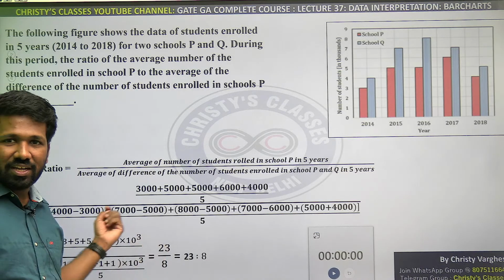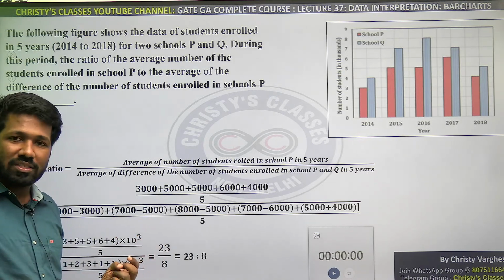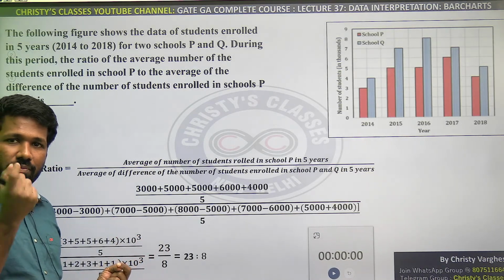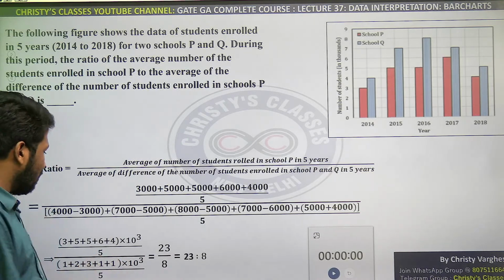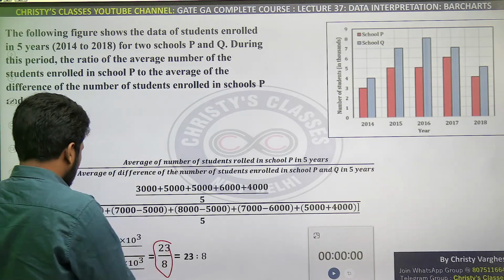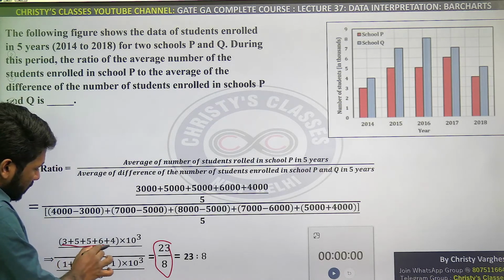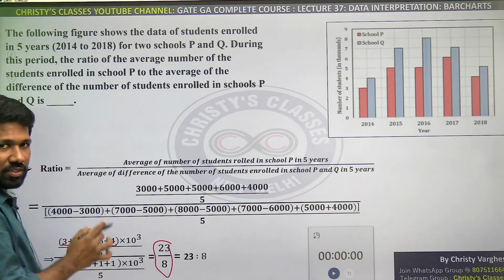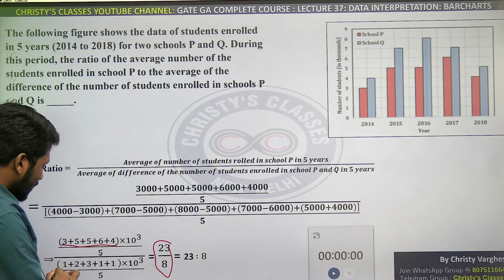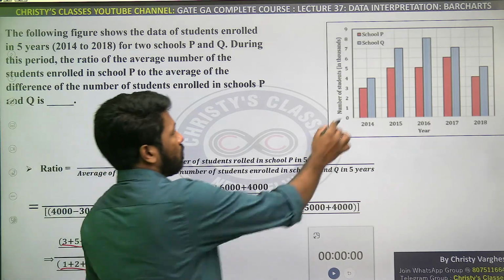Yeah, this is unnecessary. You don't have to subtract like this. You can just think in terms of that without 1,000 only. Anyway, finally you will get 23 by 8. Numerator will be 3 plus 5 plus 5 plus 6 plus 4 by 5. Sum of observation divided by number of observation. Denominator, as I told, the differences we found.